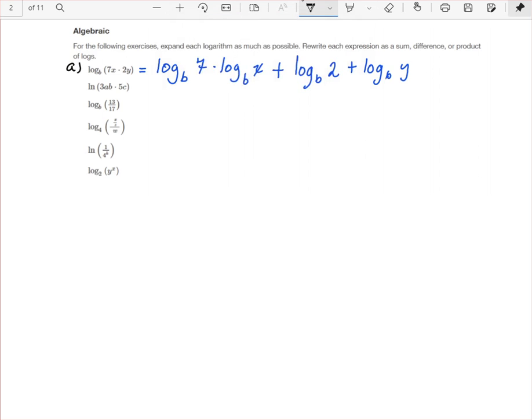I'm going to write a, b, and c here. I don't know my alphabets. A, B, C, D, E, F, G. Okay.